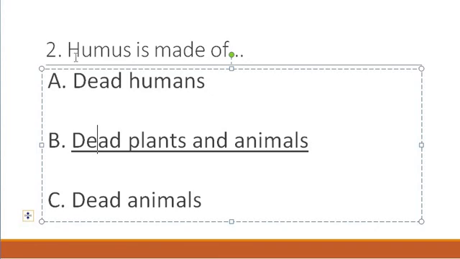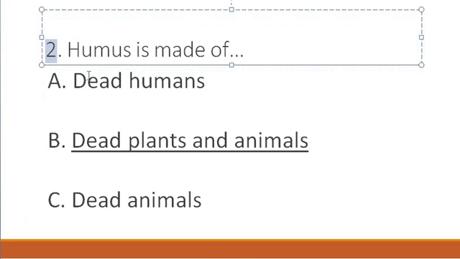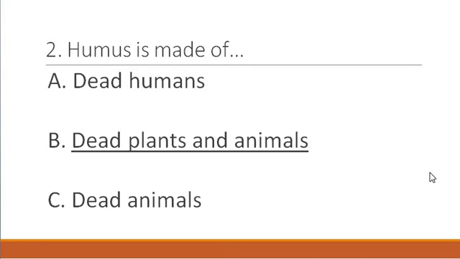Now repeat after me, students. Humus is made of, answer, dead plants and animals. Repeat a second time. Humus is made of, answer, dead plants and animals. Clear enough? I hope that you understood what I am trying to explain to you from the complicated options actually.